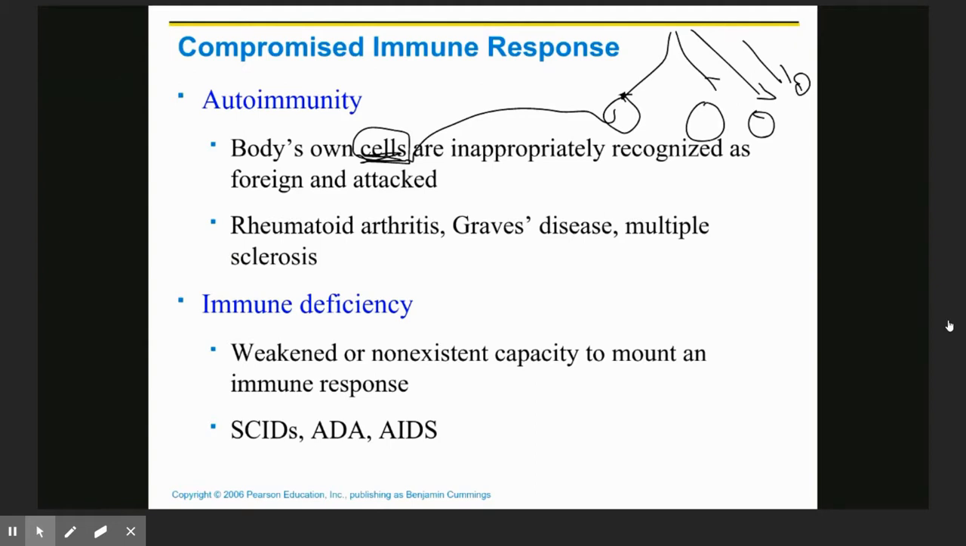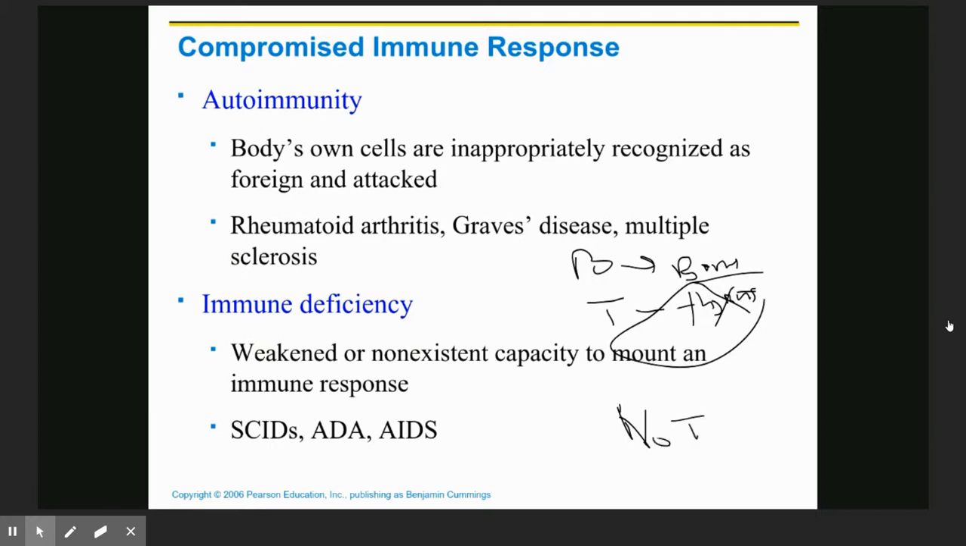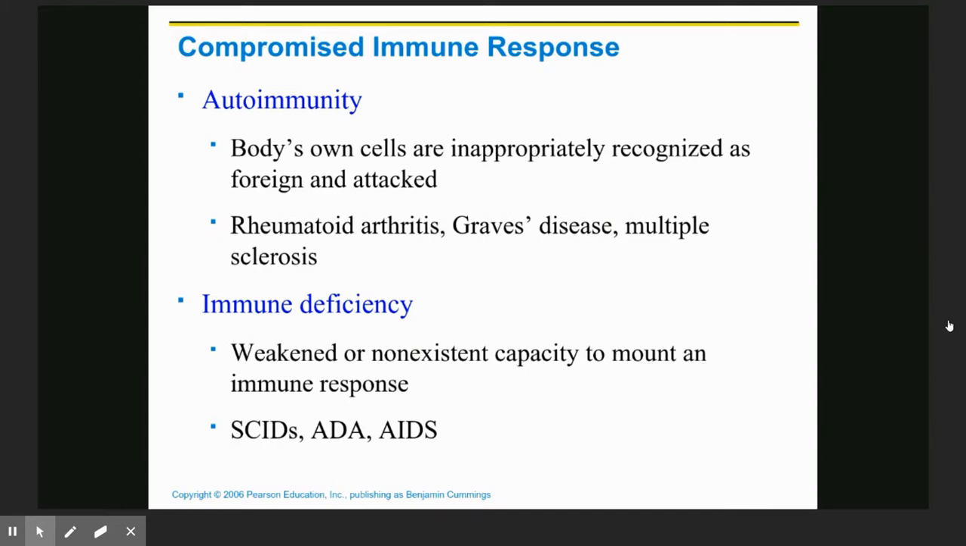We can also have where the cells don't work. Remember B cells, they mature in the bone marrow. T cells mature in the thymus. But some people are born without a thymus. They don't have one, which means they have no T cells, no functioning T cells. Some people have bone marrow issues and they don't have B cells. Some people are born without either one. They have no B cells and they have no T cells.